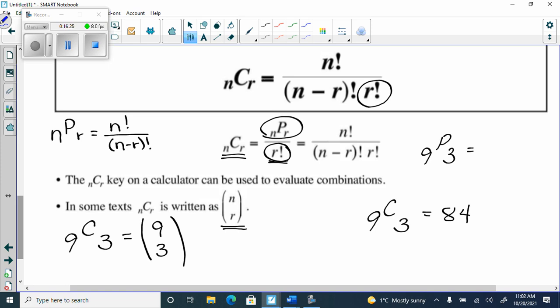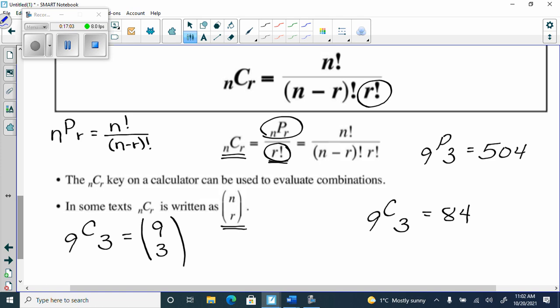Okay, 9P3 is what? 504. Why is it more? Because the order in which I put the people matters, right? So if I pick the 3 people and it was Tom, Sam, and Frank, Tom, Sam, Frank would be different than Frank, Tom, Sam would be different than Tom. Yeah, it would all be different. But if it's a combination, picking Sam, Tom, and Frank and ordering those 3 around wouldn't matter. You're going to still get the 3-person committee. So it takes away all the cases where they look different.